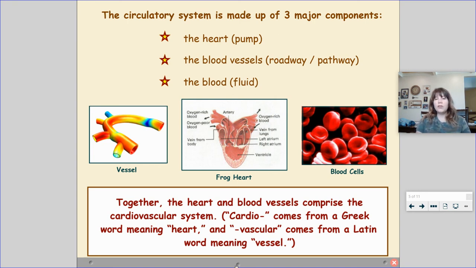So that's kind of just the big chunks of what is the point of the circulatory system and what is it made up of. Please get these in your notes and have a great day.